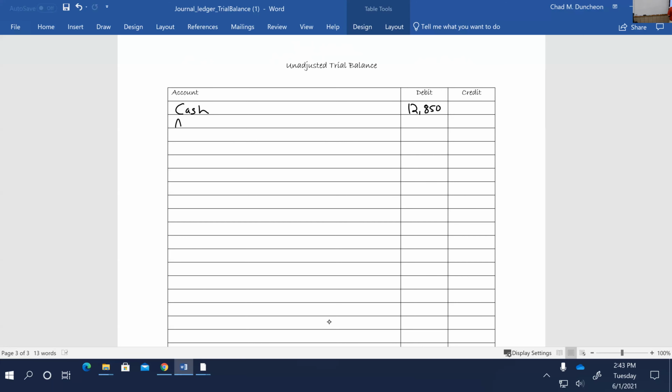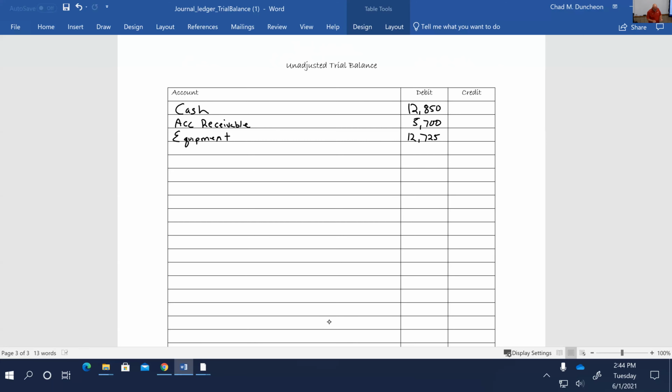So I'm going to keep them in the order that they will be made on the balance sheet. Remember, current assets get listed first. So I'm going to keep my current assets together here. We have accounts receivable in the amount of $5,700. Excuse me. And then our final asset, we have equipment. The equipment was $12,725. So now we have all of our assets put into our trial balance.